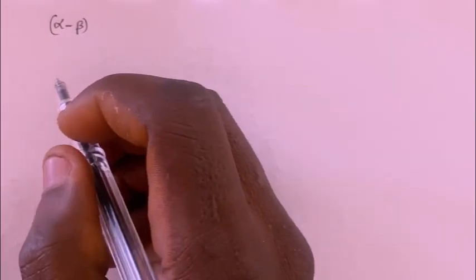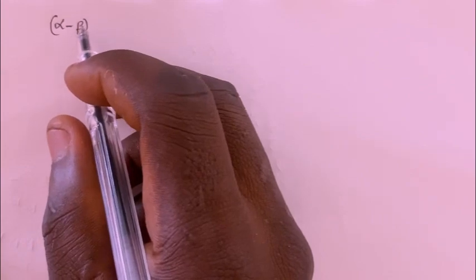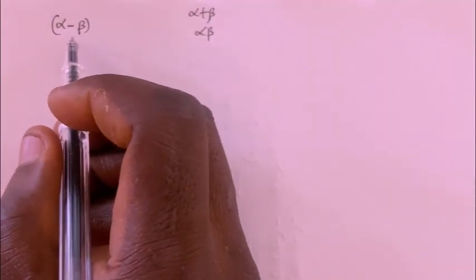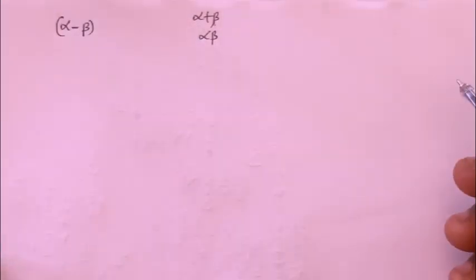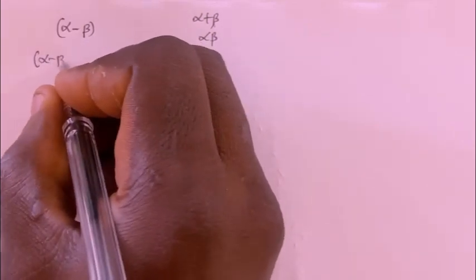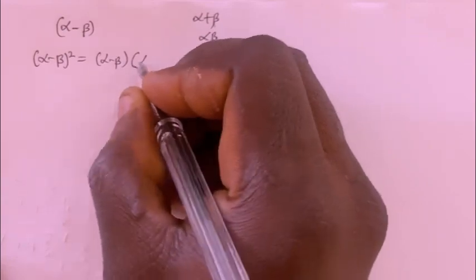Now let's move to the last one, which is alpha minus beta. Now, if you look at this very well, for this alpha minus beta, I need to find the expression for it. I need to make it the same thing as the sum of the roots, which is alpha plus beta, and the product, which is alpha beta. But the only way I can manipulate this expression so that it looks like this form is, whenever I have something like alpha minus beta all squared, it's the same as writing alpha minus beta in brackets, alpha minus what?